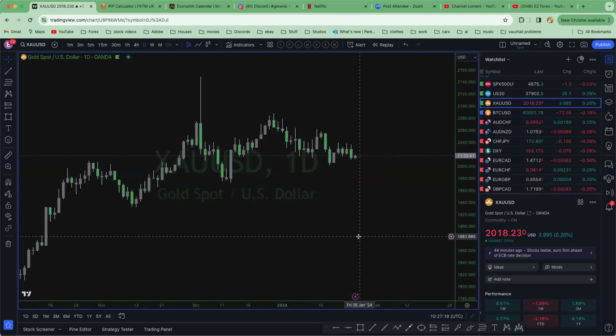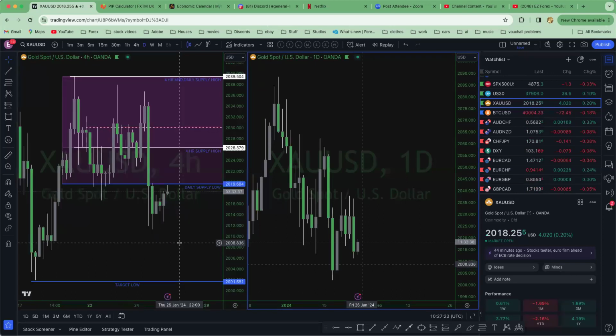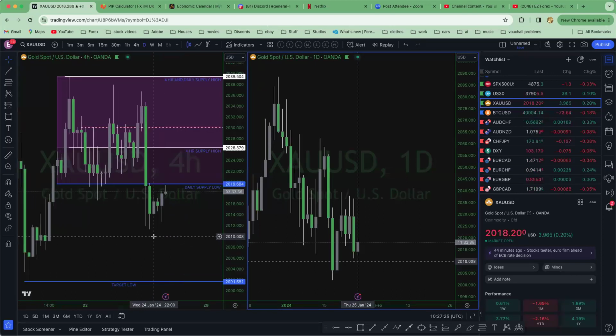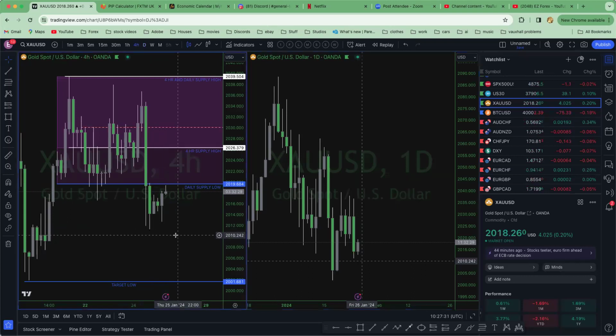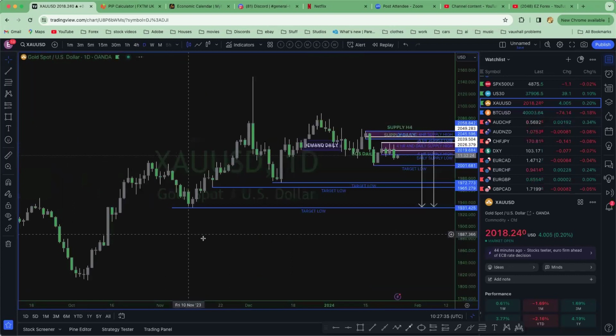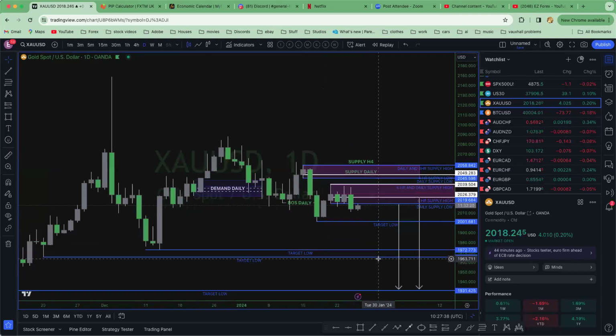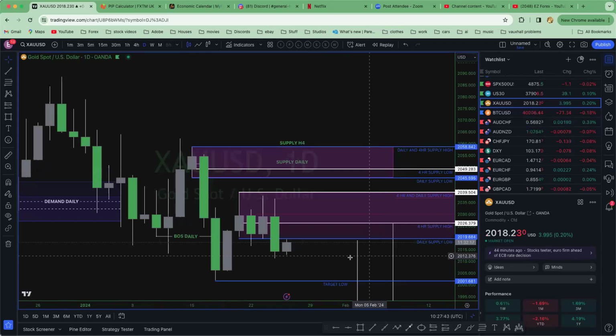Just to let people know already, is gold there? Let's go check. Sure. Gold is pretty much at the supply level right now, the first supply level on the daily for possible sells. Yep, it is there now.